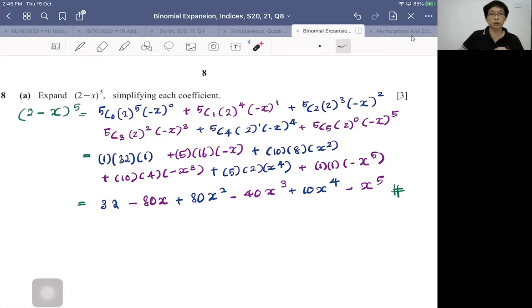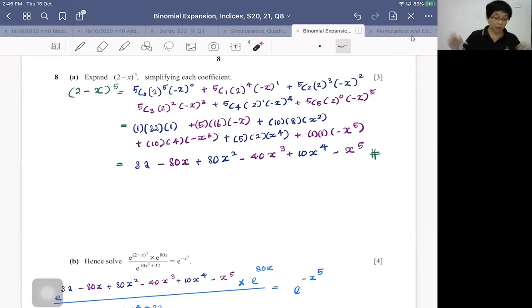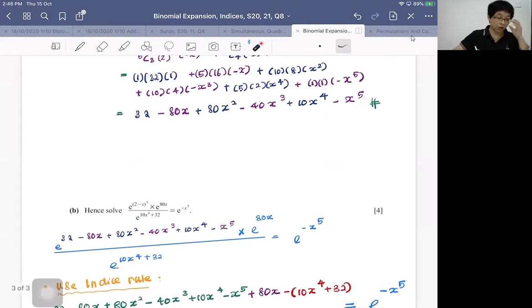A little word of caution again: whenever there is a negative integer to the power of an odd number, you know that it's going to end up with a negative. And a negative integer to the power of an even number, you will get a positive number. That's a little friendly reminder to all of us. Now you have comfortably concluded your answer to part A.